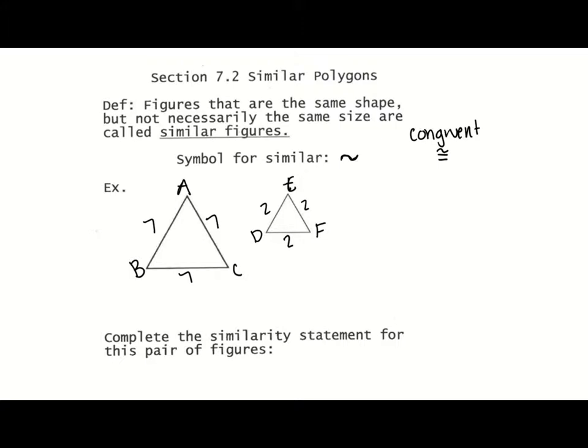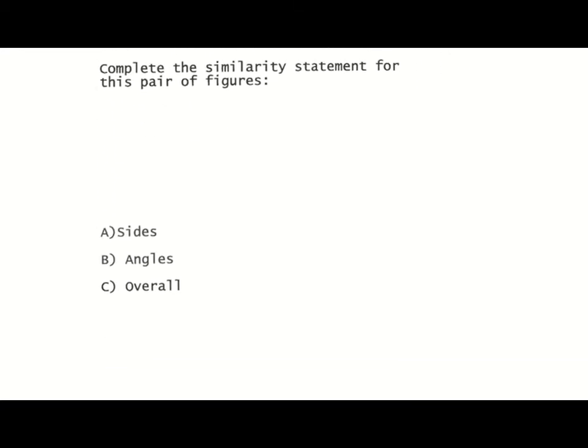Now you could have two triangles that looked like this. If this was a right triangle and this triangle was not a right triangle, these are not similar, even though they are both triangles, they are not the same exact shape. Okay, so let's look at some examples.